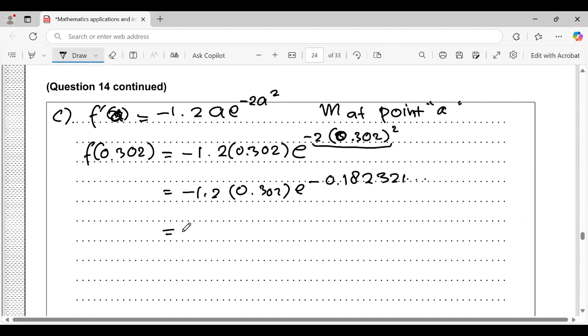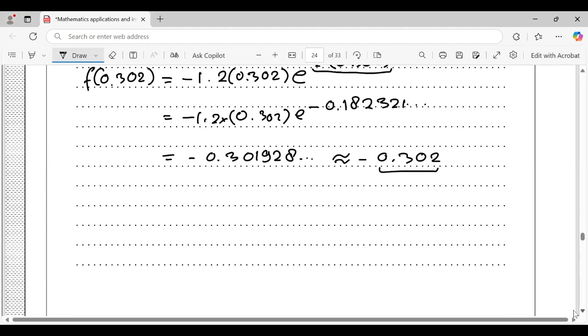And after that, calculate minus 1.2 times 0.302 times e power minus 0.182, and so on. And the result is minus 0.30198. Rounded off becomes minus 0.302.